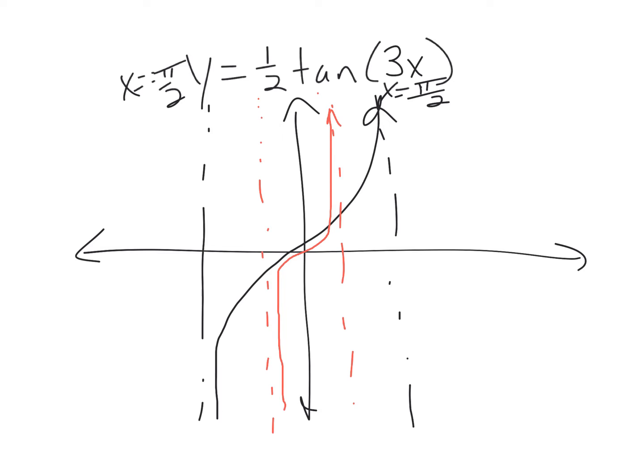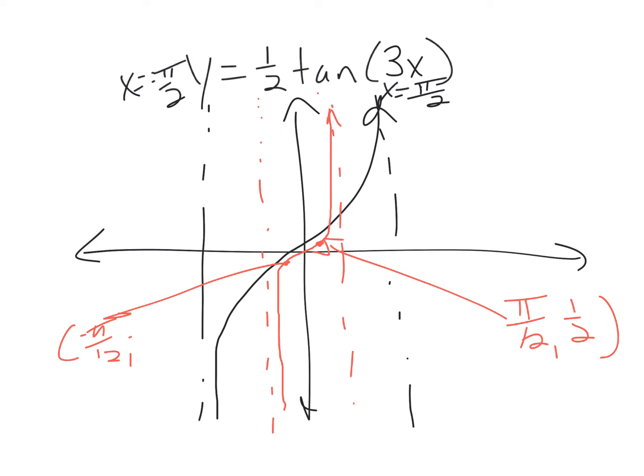Increase up there. So that value will be, I'll label it for you, pi over 12, comma 1/2. How do I know that? It's halfway in between the middle, which is 0, 0, and the asymptote, which is pi over 6. And for the other one, -pi over 12, comma -1/2.